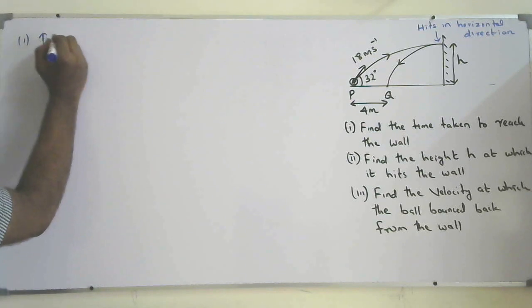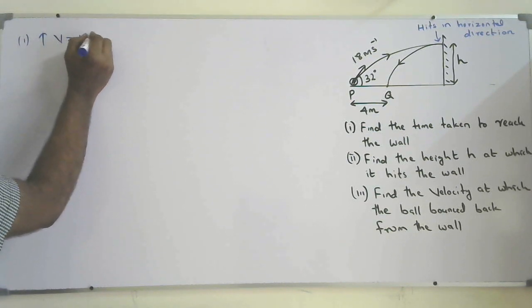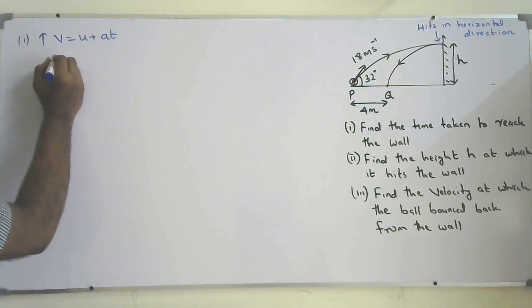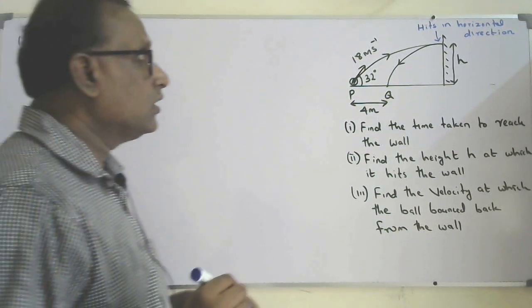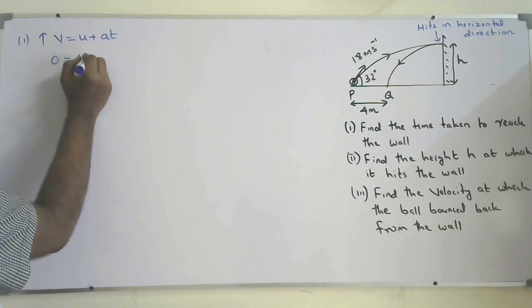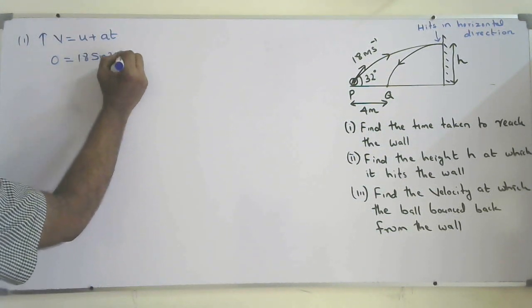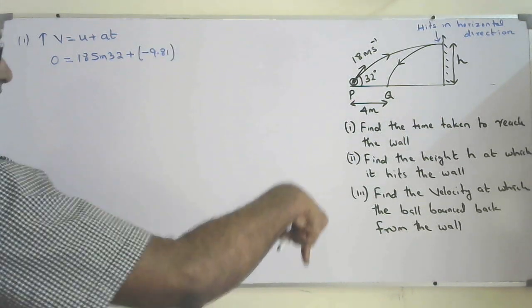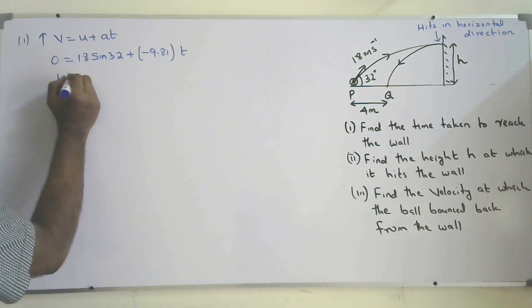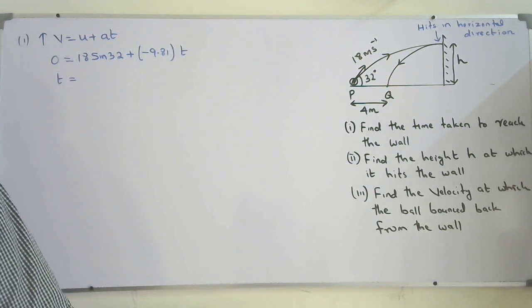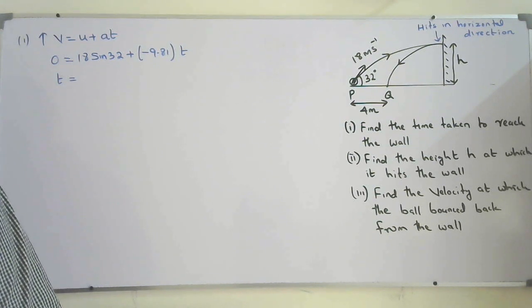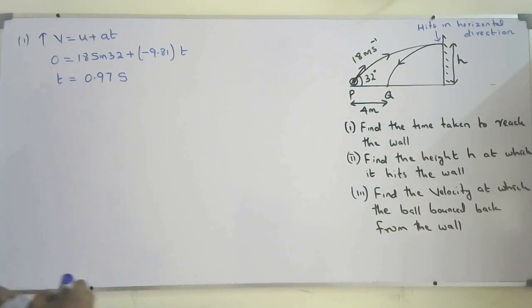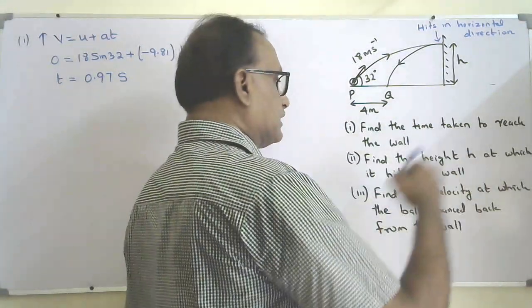So I can use vertically v equal u plus at. So at the highest point, when it is hitting the wall, the vertical component is 0. Initial velocity is 18 sin 32 plus minus 9.81, because gravitational acceleration is downwards, into t. Find the time. 18 sin 32 divided by 9.81. So that will be 0.97 seconds.